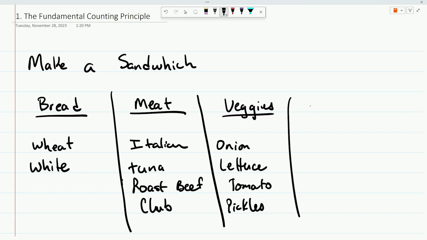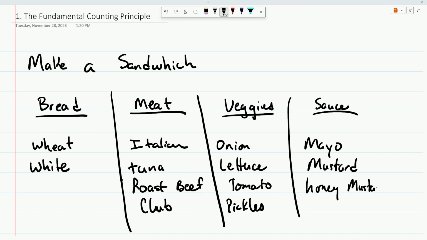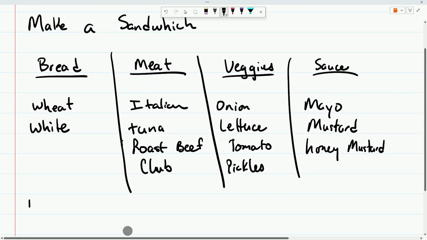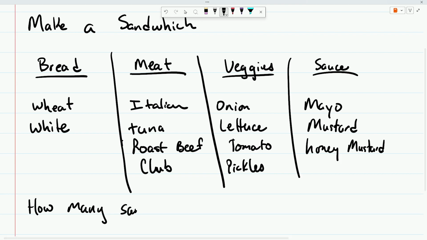All right. Finally, we have our sauce. So you can get mayo, mustard, honey mustard, and we're going to say that's it for now. All right. So the question becomes, how many sandwiches can we make? All right.